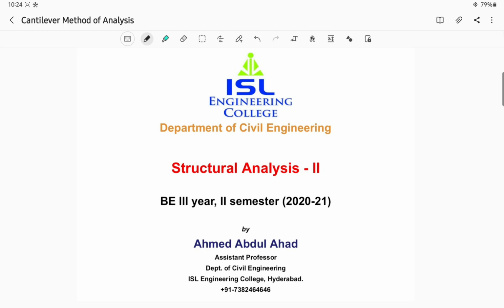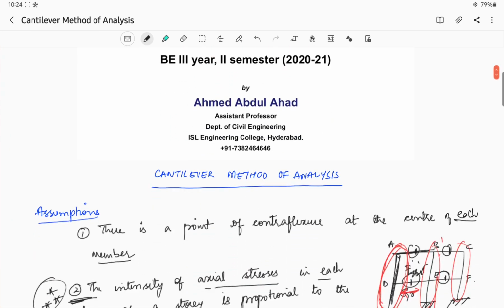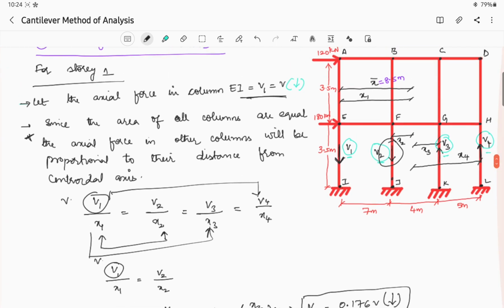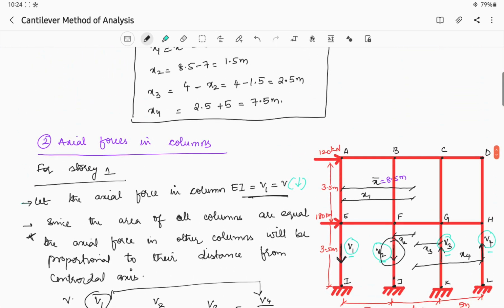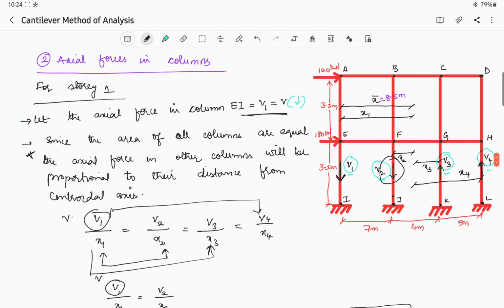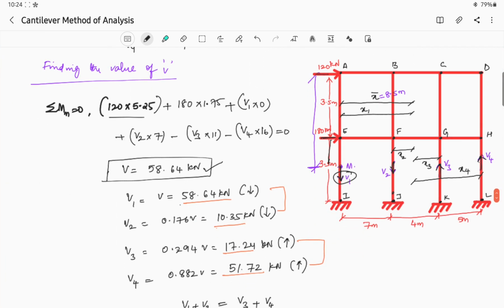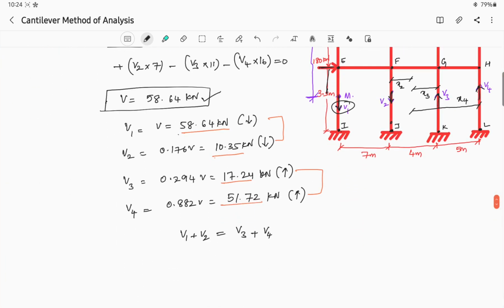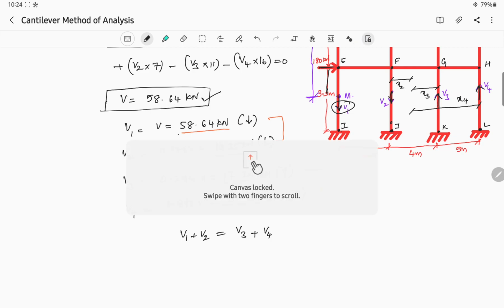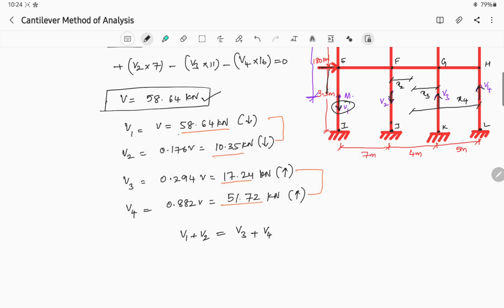So in the previous class, we were studying the assumptions and steps related to the cantilever method, and we took one typical problem related to the cantilever method of analysis. We calculated axial forces in columns, and after the application of axial forces we got the value of V, that is 58.64 kilonewton.